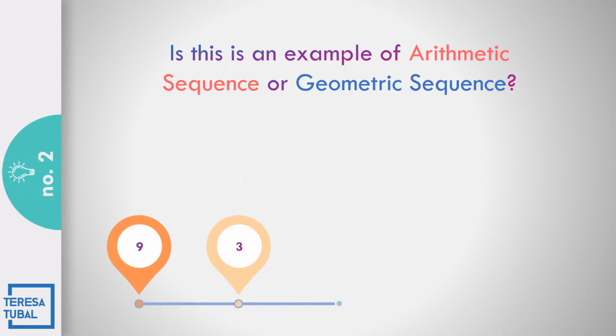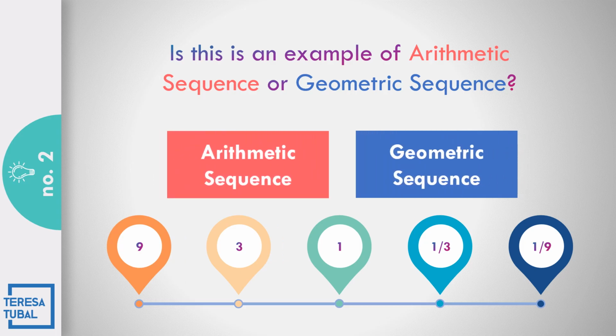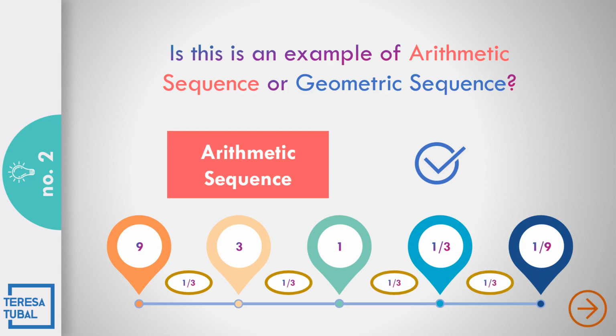Is this an example of arithmetic or geometric sequence? 9, 3, 1, 1 over 3, and 1 over 9. Correct. That is a geometric sequence because the common ratio from the first up to the last term is equal to 1/3. So 9 times 1/3 is 3. 3 times 1/3 is 1. 1 times 1/3 is 1/3. 1/3 times 1/3 is equal to 1 over 9. Or the common ratio is found by dividing the second term by the first term. So 3 over 9, in lowest terms, is 1/3.